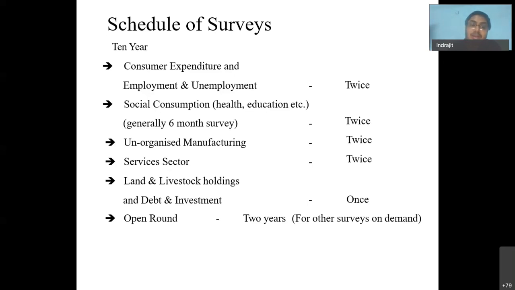And then the debt and investment survey and the land and livestock holding survey. This survey is conducted once in a decade. It was started in 1993. Then it came in 2003, and the latest is available for 2013. And then they conduct some open rounds, because sometimes they may feel that some other topics are important.